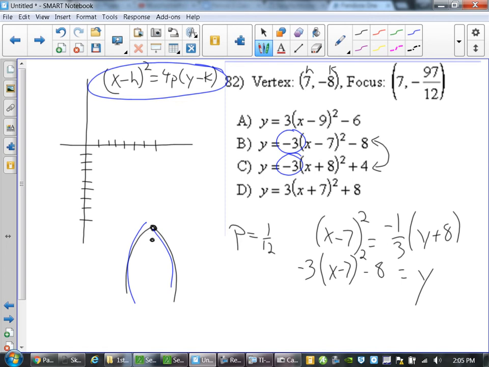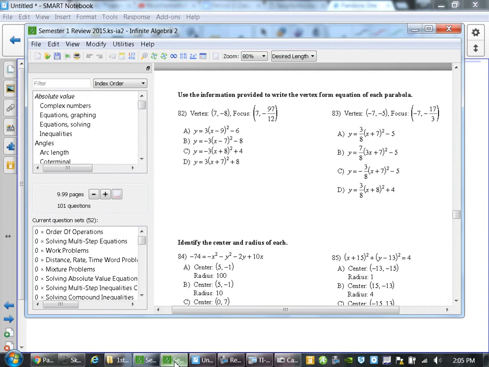It works the exact same way if you're looking at 83. You do basically the... yes sir? How did you know it was opening down? The negative 97 over 12 is negative 8 and a 12th. Negative 8 and a 12th is smaller than negative 8, so it's moving downward. Your vertex always opens to the focus. Okay, all right.